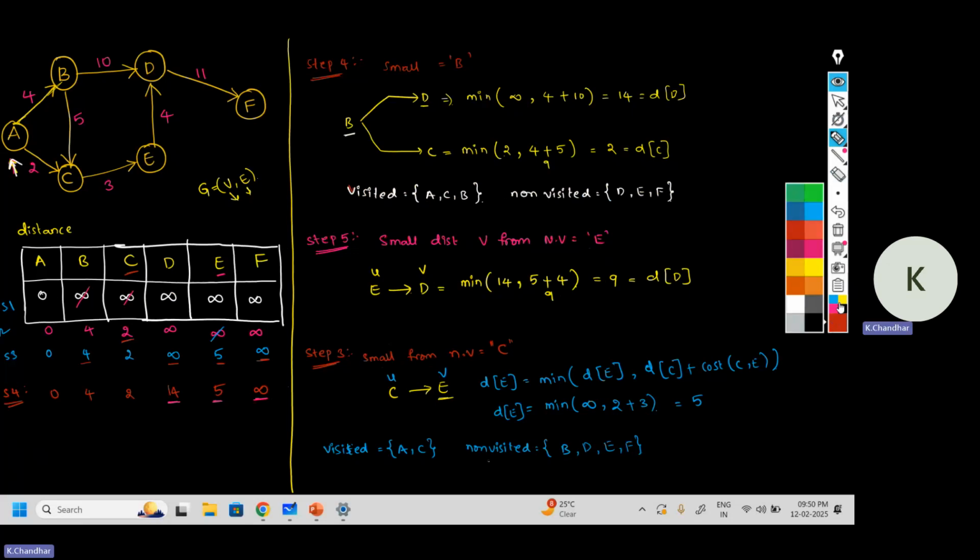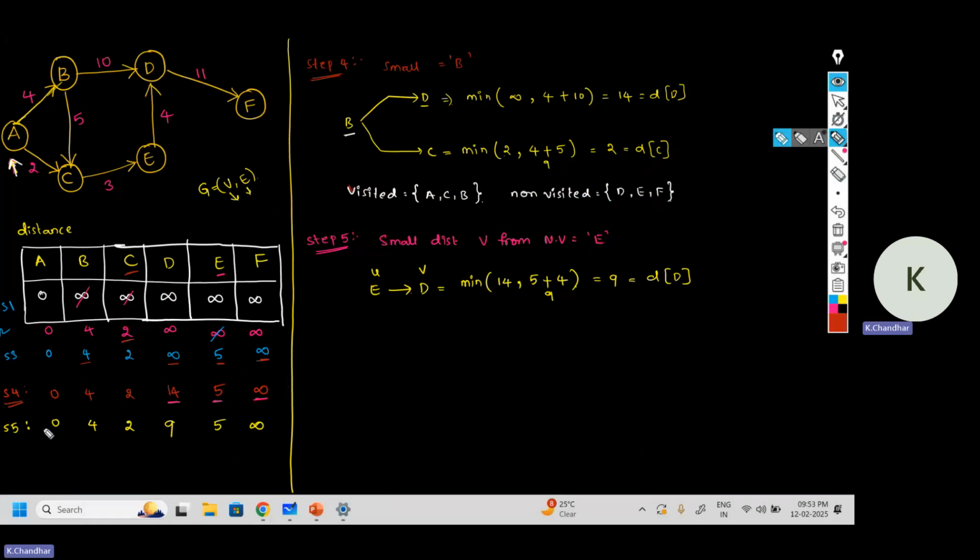So I am going to take step 5 updates. Which one have I updated? Distance at D. Distance at D was previously 14, now it is updated with 9. And all the remaining ones I am going to take with the same values.